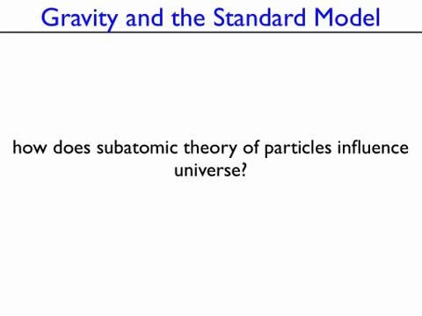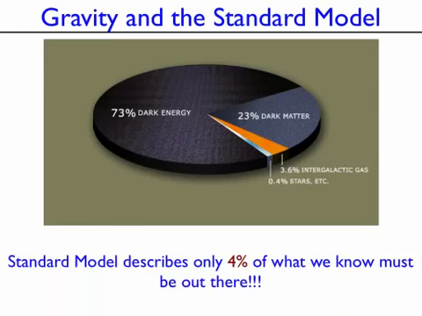So what I want to tell you is, how does this very subatomic theory influence the universe that we see? And before I do that, though, I'm going to come back. Like I said, we actually know now that the things we can observe in the universe with telescopes, that emit photons and we can watch them, are 0.4% of the stuff that we know has to be there. Absolutely nothing in this pie chart, right?